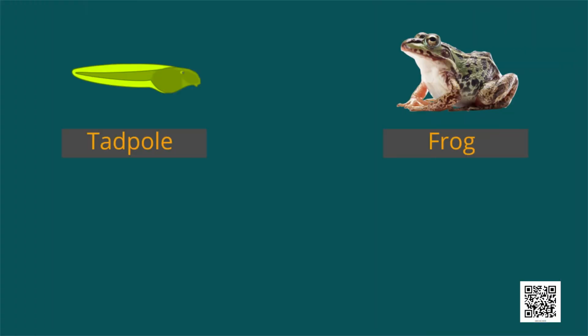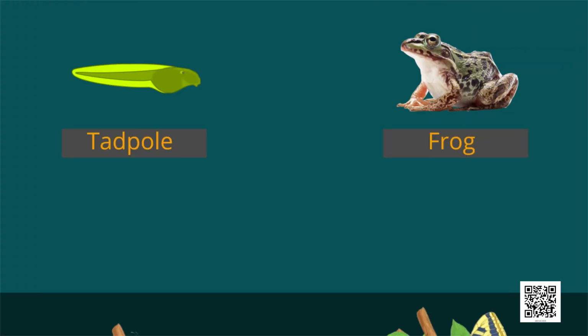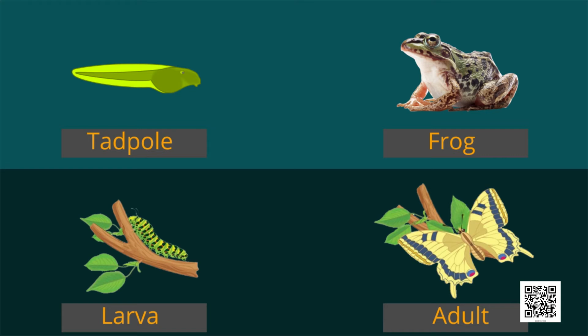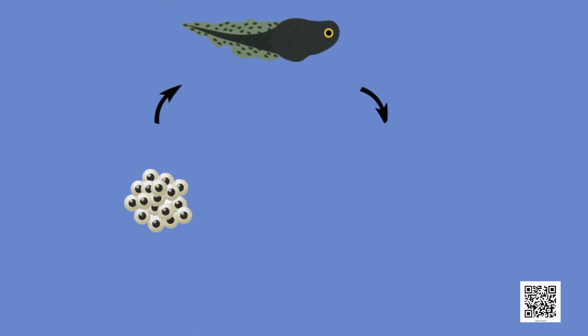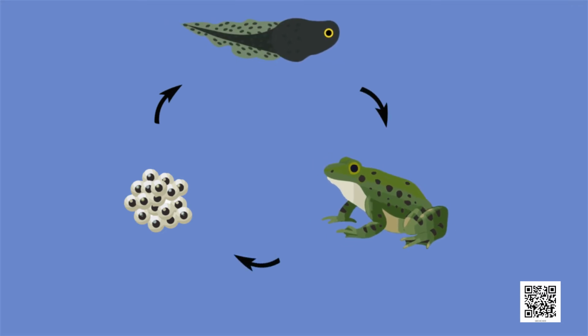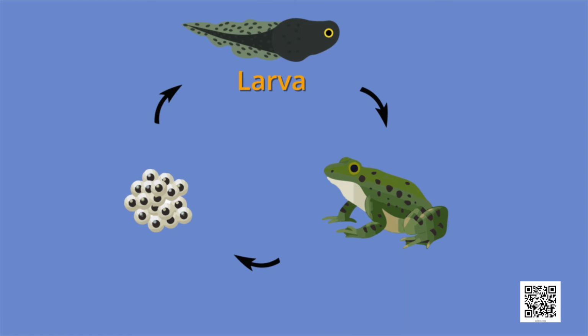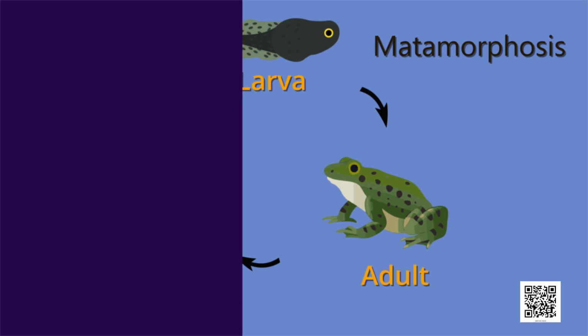Frog is another such example. Observe the different stages of frogs starting from the egg to the adult stage. We find that there are three distinct stages, that is egg, tadpole or larva, adult. Tadpoles transform into adults capable of jumping and swimming. The transformation of the larva into an adult through drastic changes is called metamorphosis.